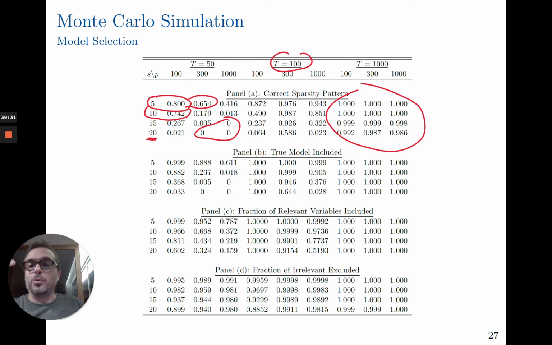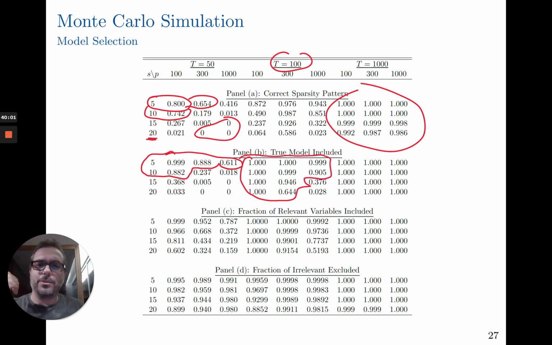Now let's look at a less ambitious goal: just whether the true model is included, that is, whether we are selecting all the right variables. So in this case, we see that we are doing pretty good here, right? And also in most of the cases here, apart from these two cases, we are doing pretty good, and of course here all the time.